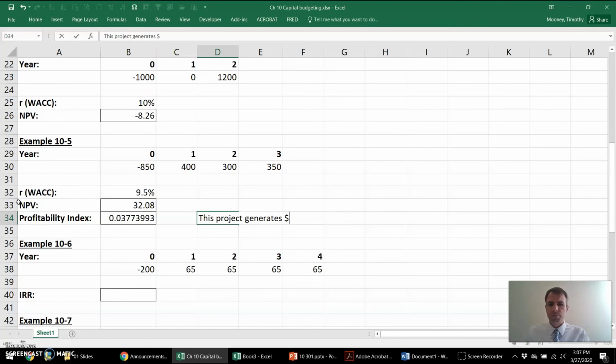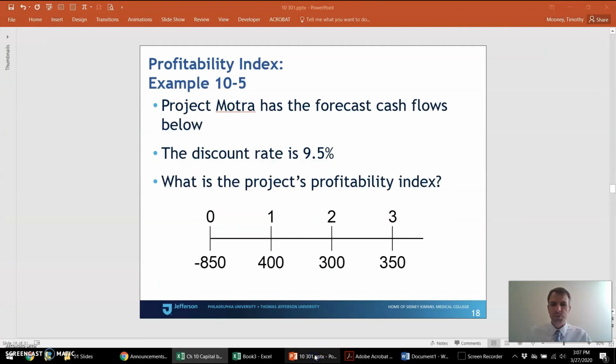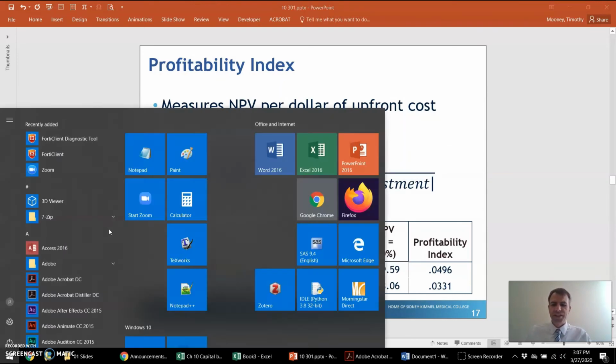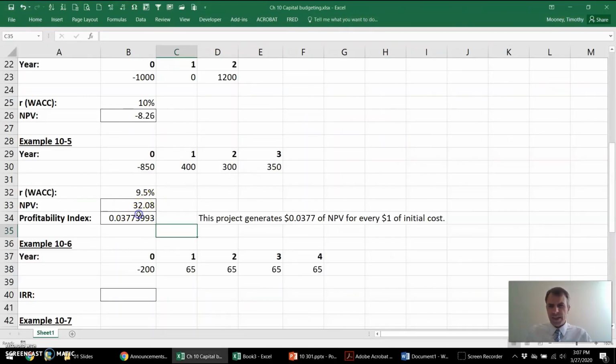So that number in words means, right, this project generates, it's like a ratio. It generates 0.0377 of NPV for every $1 of, I'll call it initial cost, for every $1 you spend on it. Okay, just like interpreting a ratio the same way we did before. Project generates this much NPV for every $1 of the denominator. Remember that? So that's the profitability index.